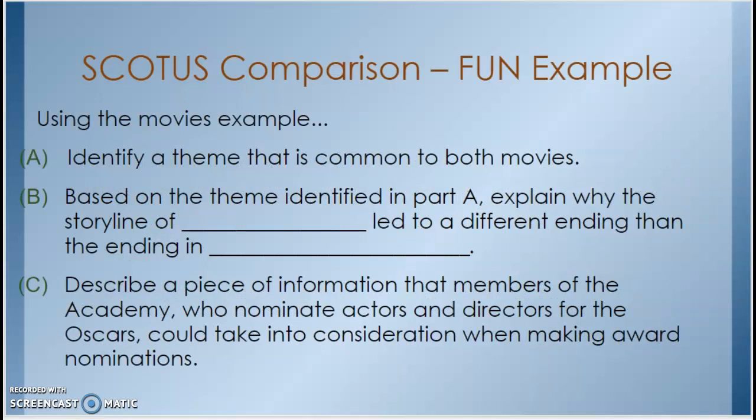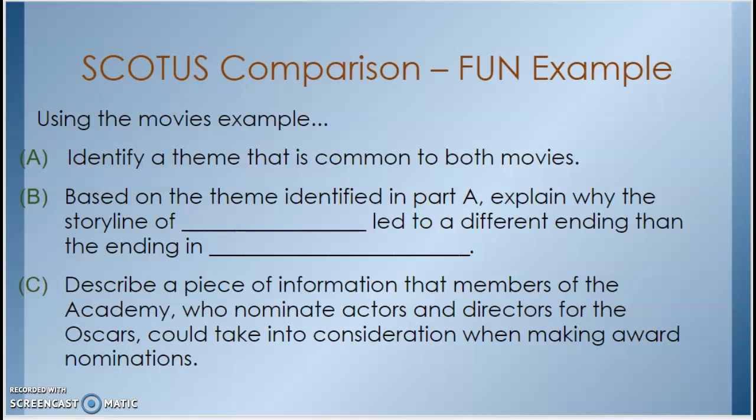SCOTUS comparison. Okay, using the movies as an example: A, identify a theme that is common to both movies, so a similarity. B, based on the theme identified in Part A, whatever you identified, explain why the storyline of whichever movie you picked led to a different ending than the ending in the other. So you have to look at the facts and explain why they diverged in how they ended.